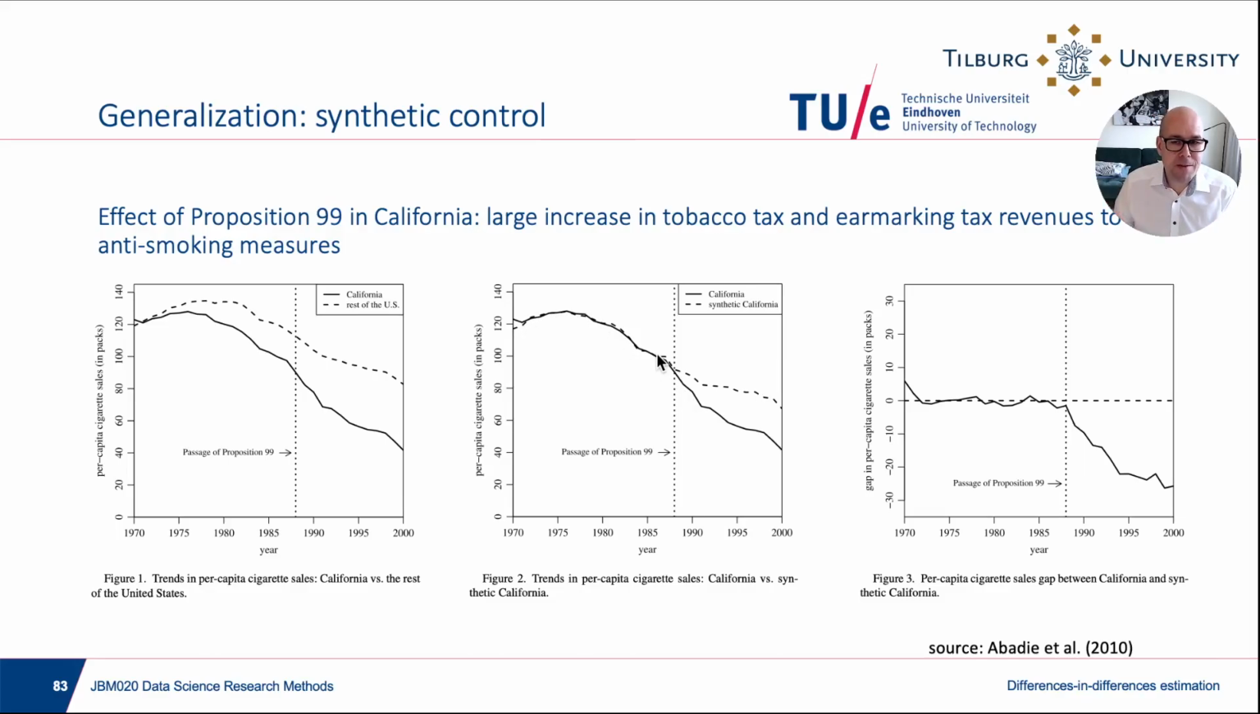What you need to convince yourselves is that this all makes sense and that they're matched well enough. But here in this figure, you see that they do a great job, so it seems to work. And then the idea is that you look at the evolution of cigarette sales for these other states combined, the synthetic other state, and you take this as a baseline, and you look at the evolution of sales in California, and the difference is going to be the effect.